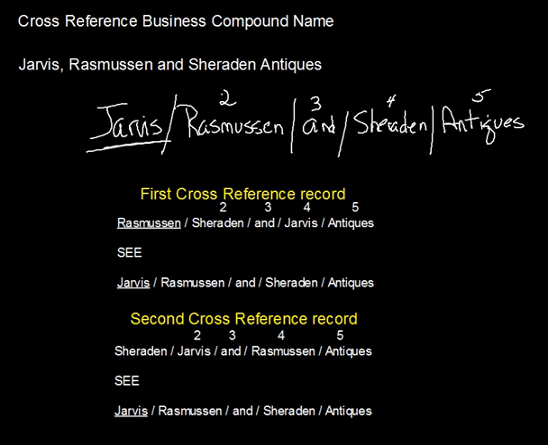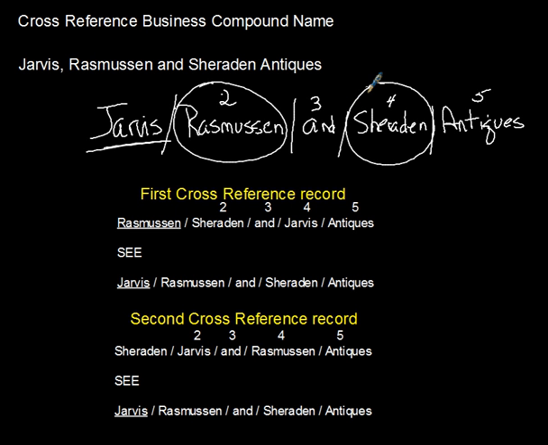But if somebody comes into our office and asks for Rasmussen Antiques, give me all the information on Rasmussen Antiques, we need to be able to go into our filing system and find what we're looking for, even if we're looking for something other than the official name. So here's where we would put a cross-reference. We want to be able to cross-reference, in this case, both Rasmussen and Sheridan.